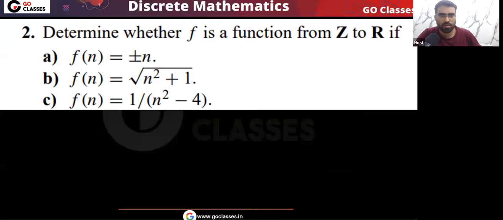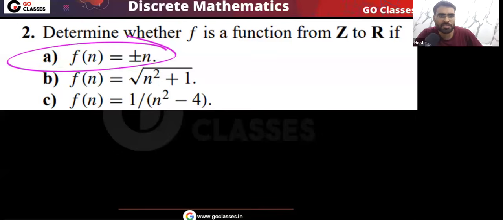Now let's move on. Now let's see this. Determine whether f is a function from Z to real numbers. Z is integers. Now try this question. Pause the video and try this question. Integers, and these are real numbers. Okay, so let's solve it.